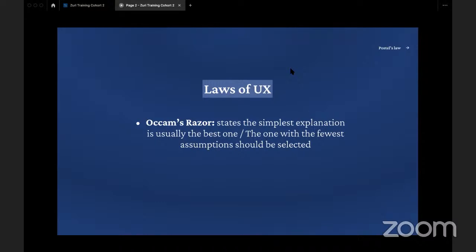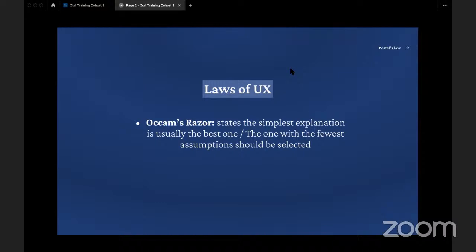So for Occam's law, from my screen, you can see that it states that the simplest explanation is usually the best one, which means the one with the fewest assumptions should be selected. Now, I'm sure you guys would have come across some designs, or when you are designing, you feel, should I really put this element in it? Should I add this extra? I mean, I'm creating a form. Should I add this extra field?